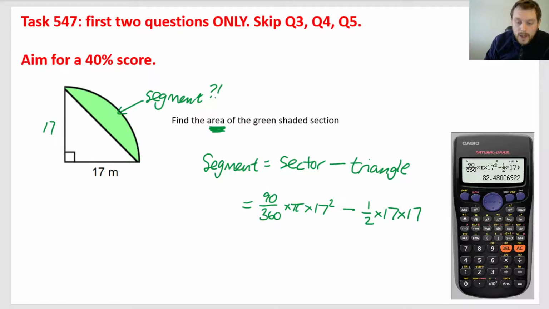Okay, so if it wanted it in terms of pi and it wanted an exact answer, you'd have to do this bit separately to this bit because the calculator is just going to give you the decimal. But if it just wants it written to one decimal place here, I'd write 82.5. And I guess for us it's meters squared, isn't it?